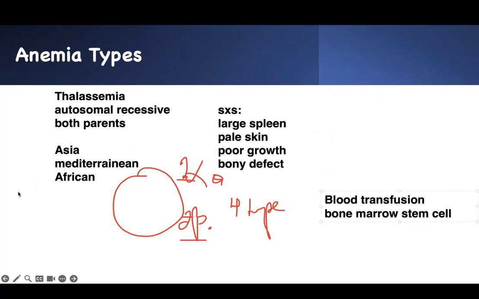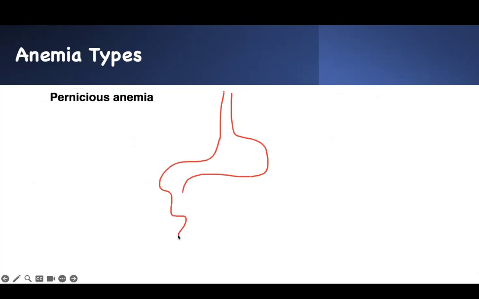Thalassemia. Now, the third anemia we're going to talk about is pernicious anemia. It is very, very interesting. So this is what happened. In your GI tract, you have a stomach here, and you go into the small bowel all the way to your colon, right? Like that. I'm not drawing all of them.